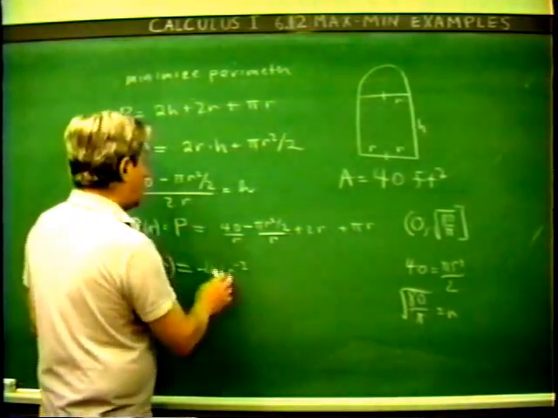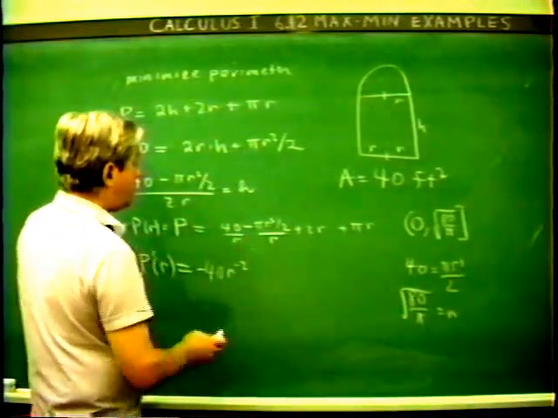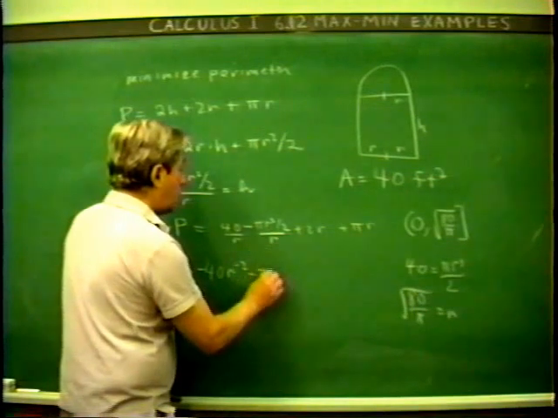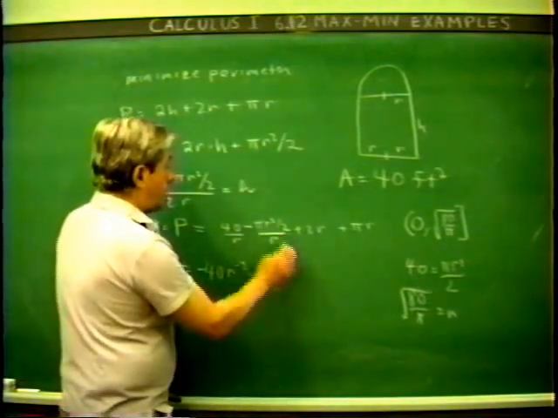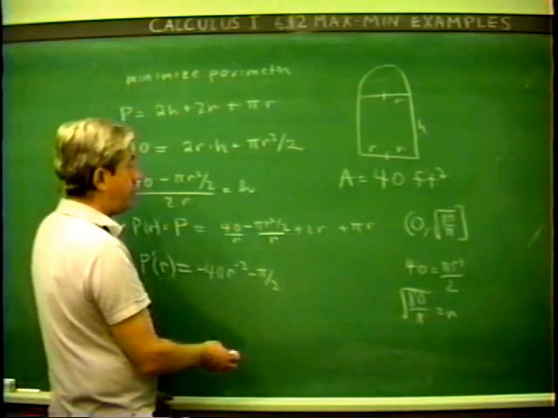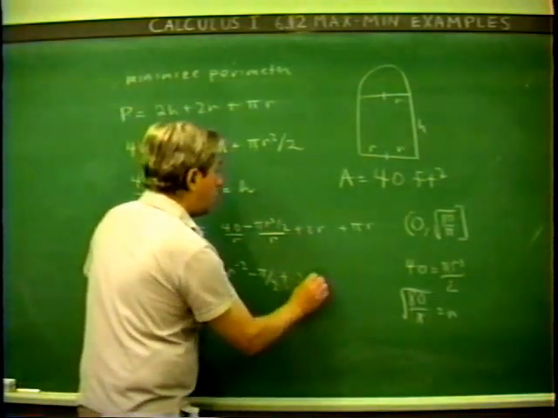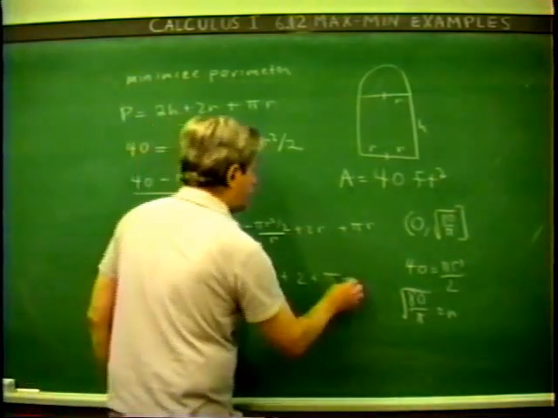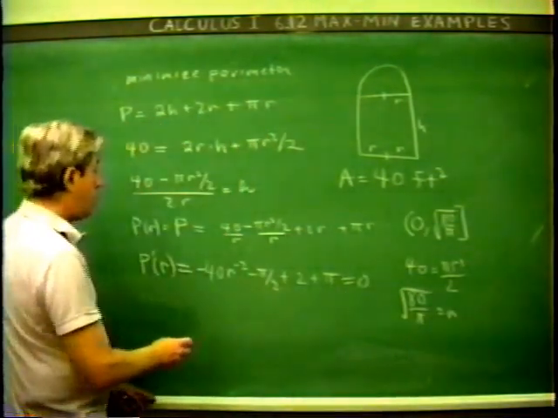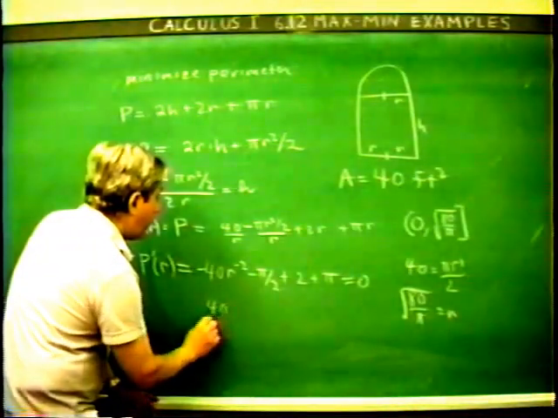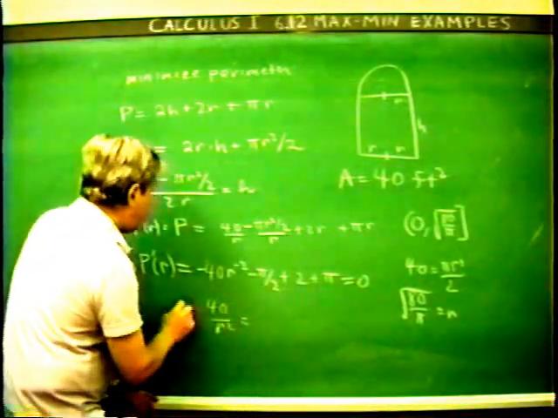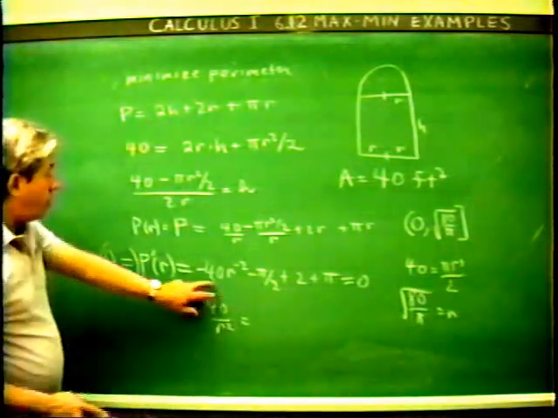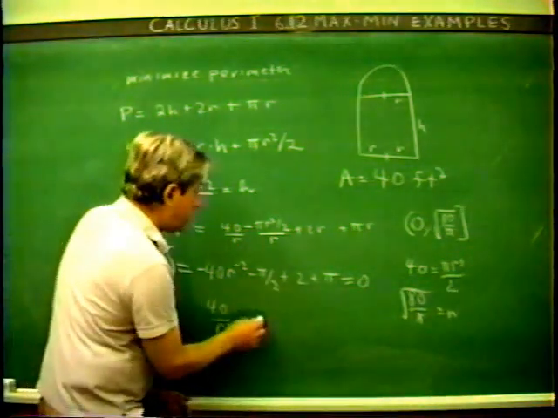Right. We get 40 over R, so that's going to be minus 40 R to the minus 2, 40 times the derivative of 1 over R, which is minus 1 over R squared. We've got minus pi over 2 times R, so that's going to be minus pi over 2, plus 2, plus pi equals 0. Right. So this is minus 40 over R squared, and this is going to be equal to 0.